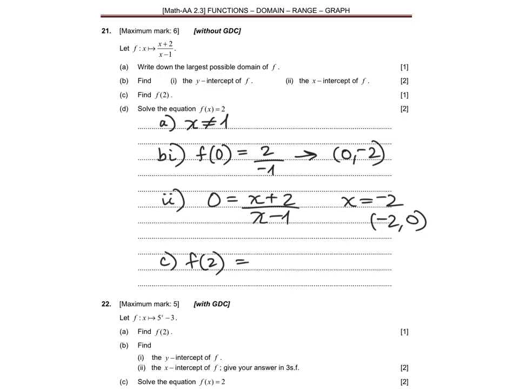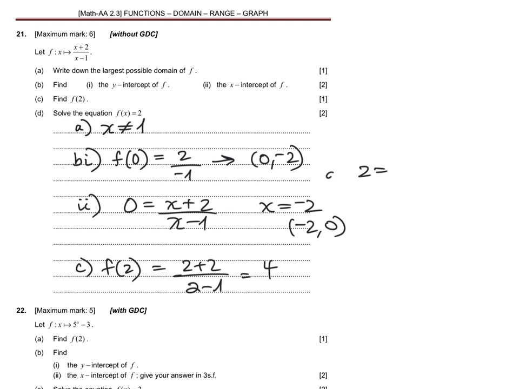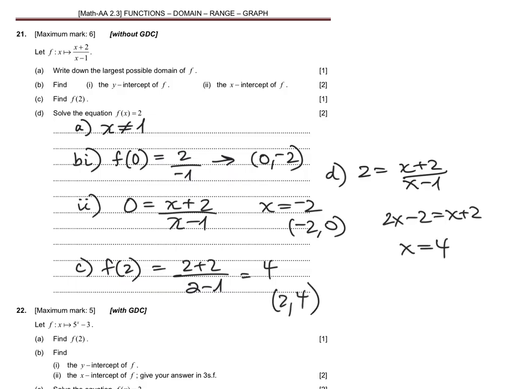f at 2 is when we substitute 2 in for x. So that's going to be 4 over 1. And solve the equation. So here we're going to have 2 equals x plus 2 over x minus 1. And we cross multiply. 2x minus 2 equals x plus 2. And then we're going to have x equals 4. All right, so this point for c was (2, 4). And this point was (4, 2).